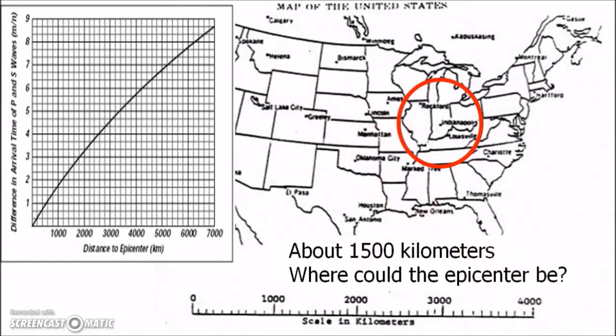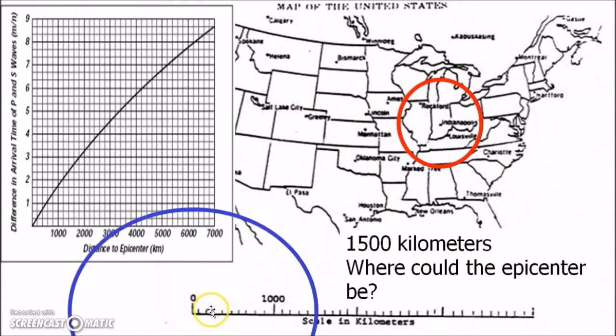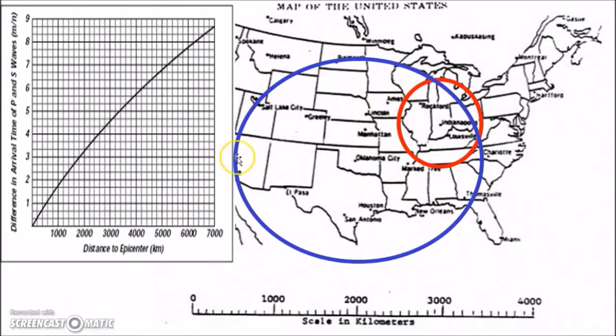So again, where could the focus be located on this map if the earthquake is 1,500 kilometers away from Oklahoma City? We're just going to do the exact same thing. So take our compass and make a circle that represents 1,500 kilometers around Oklahoma City, and we see that the focus of this earthquake has to be either here or here. So we've got it narrowed down to 2 points.